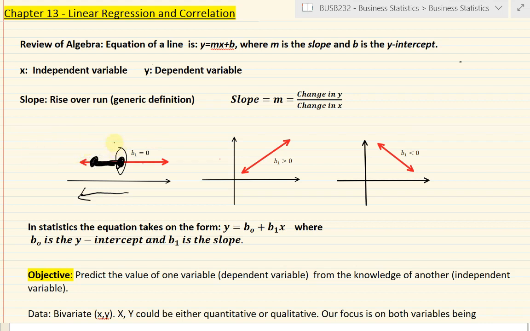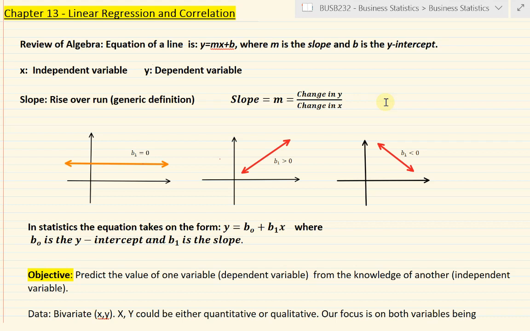Oops, I didn't want to get rid of the vertical axis here, but that's okay. Oops, that completely got rid of it. Let me put it back on. Okay, so I went ahead and put that line back in there. So anyway, that would be the slope 0. That means a horizontal line.